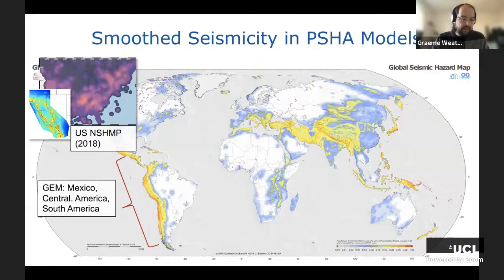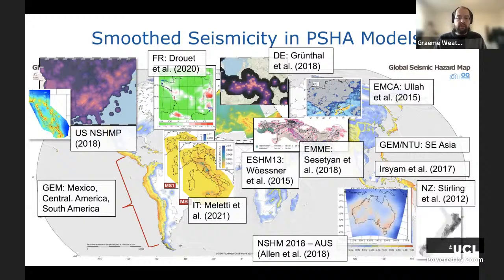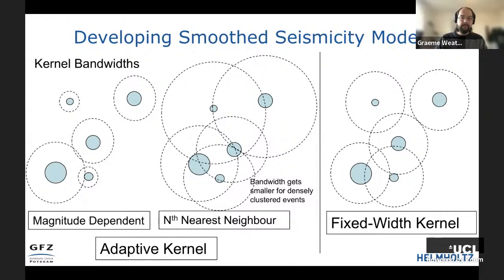It's been used in many of the GEM models for Mexico, Central America, and South America. We use them in various different countries in Europe, in Germany, France, Italy, the European ESHM13 and ESHM20 models, the model for Turkey, the model for Central Asia, and other GEM models or models from other authors in Southeast Asia, as well as models in Australia and New Zealand. So you will really encounter smooth seismicity models in most of the large-scale regional models that exist globally.